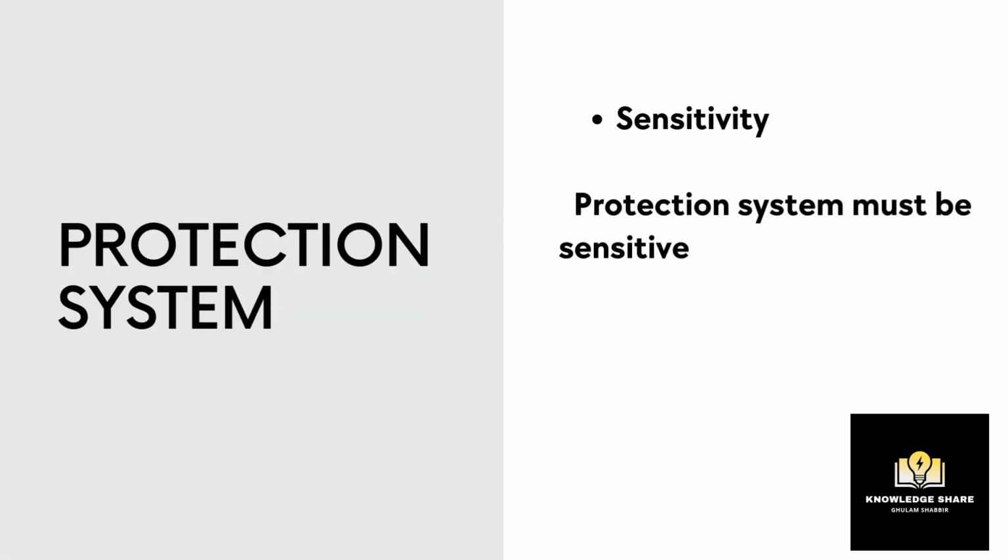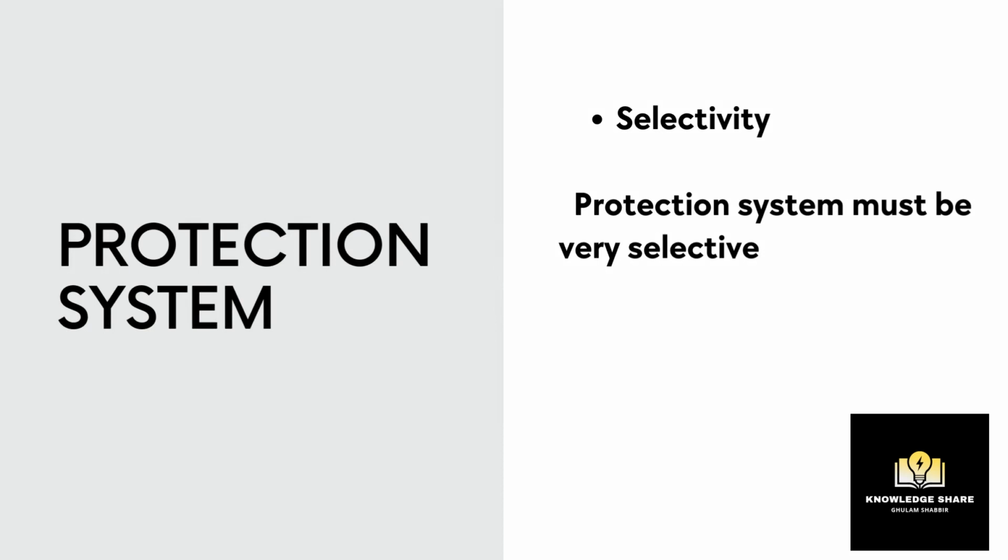The protection system must be alive to the presence of the smallest fault current. The smaller the fault current it can detect, the more sensitive it is. In detecting the fault and isolating the faulty element, the protective system must be very selective. Ideally, the protection system must isolate the faulty elements, therefore causing the minimum disturbance to the power system.